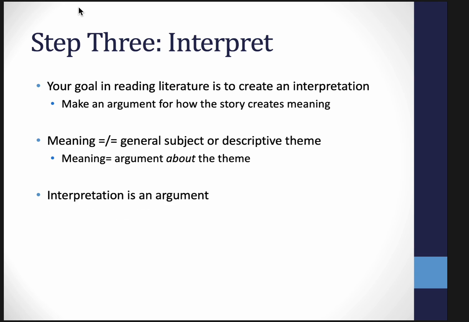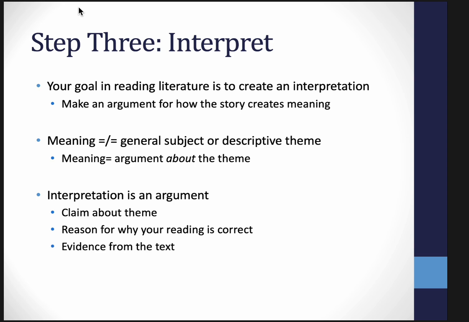So that means interpretation is an argument, where you make a claim about one or more of the themes in the text, you provide reasons for why your reading is correct, you bring in evidence from the text to support that reading, and you always have counter arguments that you've acknowledged. So places where maybe your reading of the text, your argument about the theme, doesn't quite work because of this one item, and then providing a refutation for that counter argument. So the same important parts of argument are essential to doing a literary interpretation.